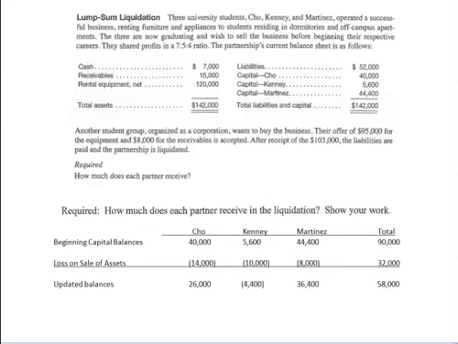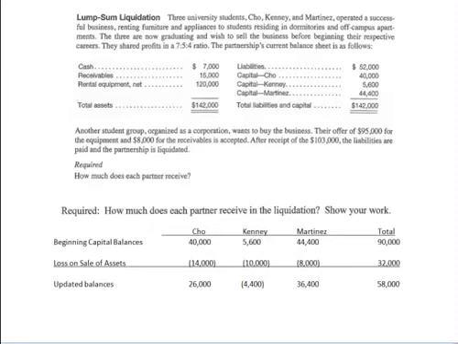Now, what you should notice right away is that Kenny now has a negative capital balance. So what would happen in reality is we would need to ask Kenny to contribute $4,400 back into the partnership to bring his or her account back up to zero. The reason Kenny needs to put that money in is Kenny has now, at least in the past, withdrawn more than his or her share of partnership assets. So if Kenny doesn't put that money in, in a sense, Kenny has stolen money from Cho and Martinez.